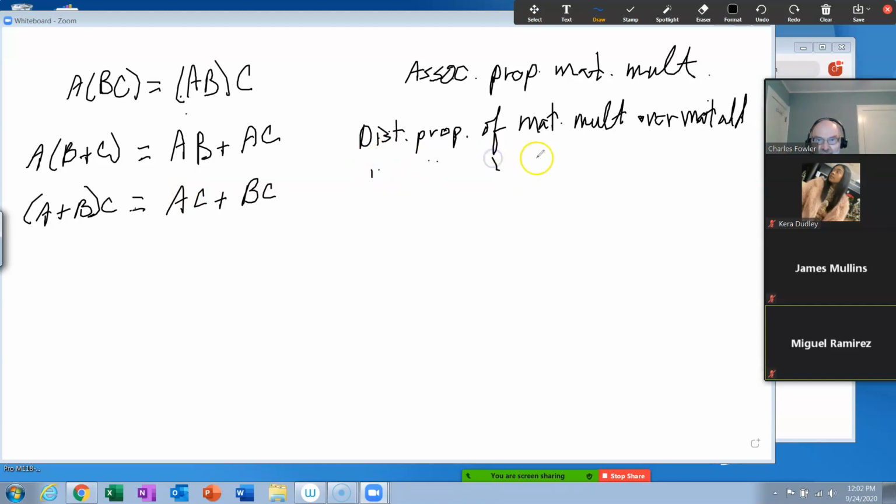Everything here is the same. Matrix multiplication over matrix addition. I'm not going to write all that out again. Okay? In this case, A can be, let's just start with an m by n. And if A is an m by n and you're adding it to B, B has to be an m by n. No choice about it.